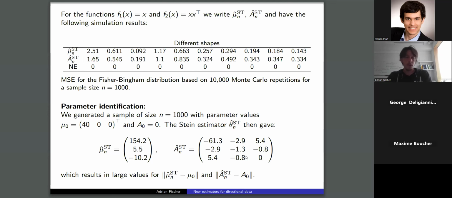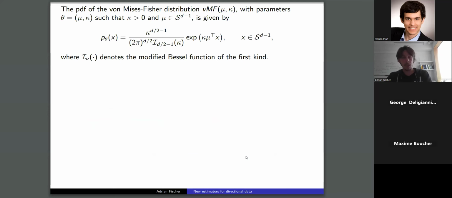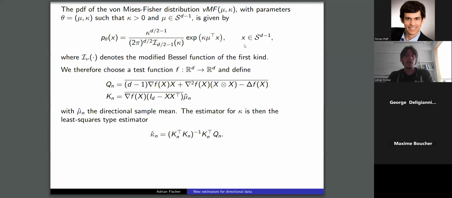Okay, so far so good about the Fisher-Bingham distribution. We also looked at a very famous subclass, namely the von Mises-Fisher distribution, which is the spherical equivalent of the normal distribution in Euclidean space. It depends on 2 parameters, mu and kappa, and this is the density. And yeah, here we can do the same thing. We chose the following approach.